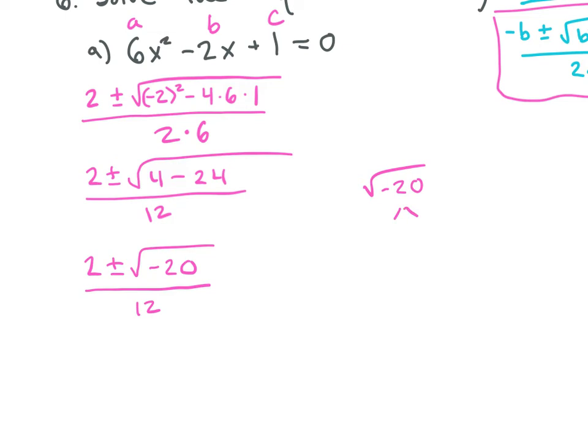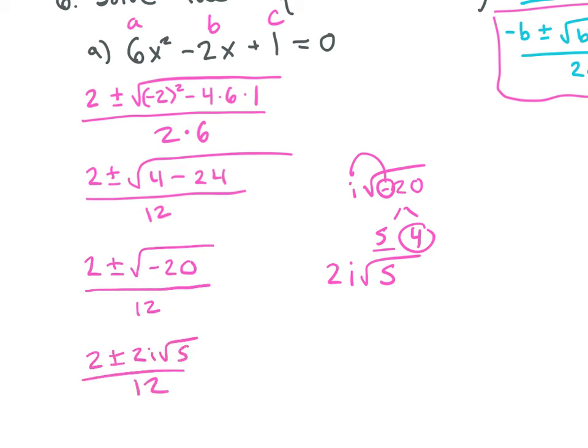What does it simplify to? 5 and 4. Negative 4, right? And yeah, we can take out the I. So we know since there's a negative under the square root, our answer is going to have an I in it. And then the square root of 4 is 2, so we're going to take out a 2 also. And then we're just left with 5 under our square root. So this is now 2 plus or minus 2I square root 5 over 12.